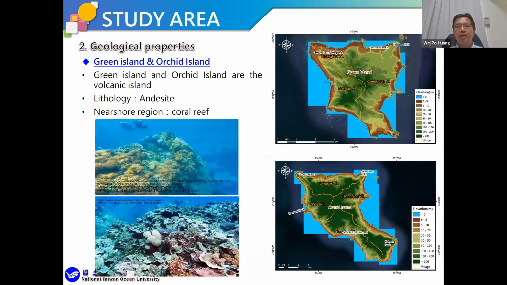Green Island and Oki Island are small volcanic islands in the Pacific Ocean off the eastern coast of Taiwan, both with coral reefs in their nearshore regions. Renowned for their natural beauty, these islands have become popular tourist hotspots, attracting visitors with their stunning landscapes and vibrant marine environments. The local reefs are distributed around the islands and the coastal morphology remains relatively stable.